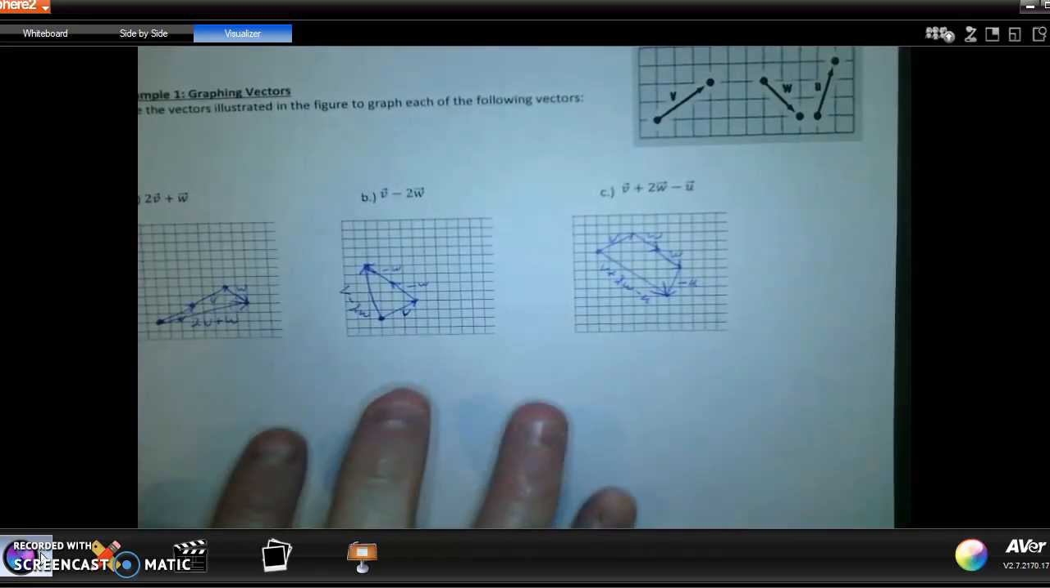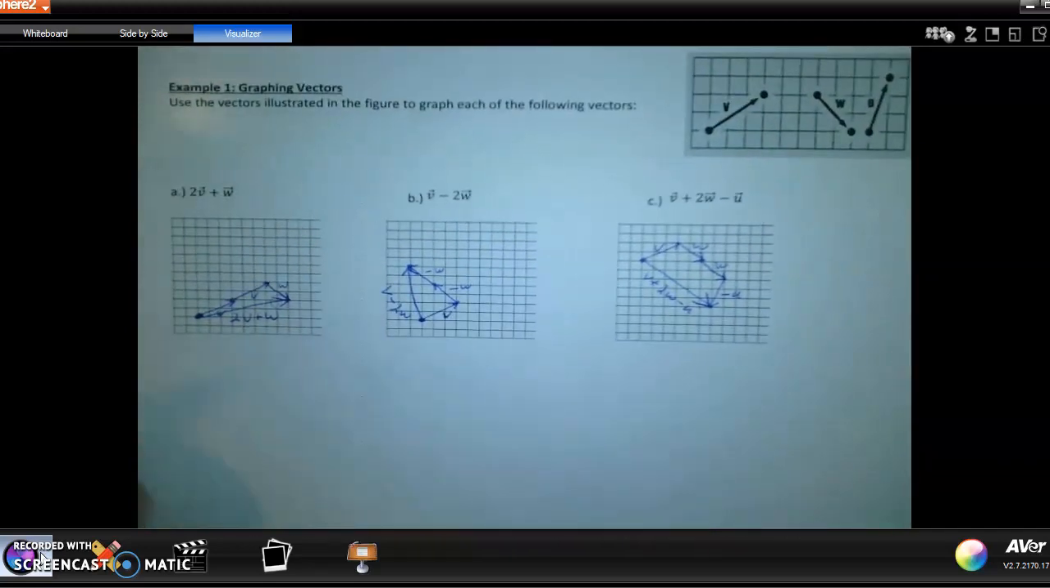Okay? Now take a look at your worksheet. You can try a few of these on your own, and then you can check your answers.